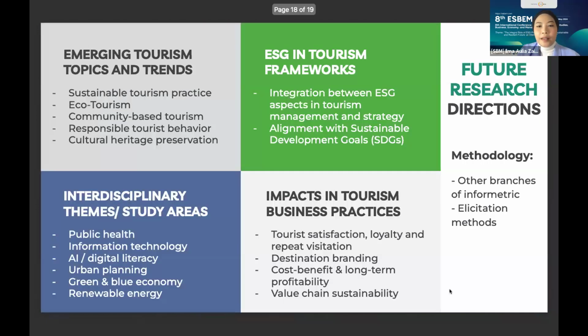Next, please. So here are some future research directions based on the bibliometric analysis that I just conducted. I would say that as the tourism industry evolves, several emerging topics and trends are shaping the future of research. Sustainable tourism practices, ecotourism, community-based tourism, responsible tourist behavior, and cultural heritage preservation might offer rich opportunities for investigation, aiming to enhance the industry's sustainability and positive impact.